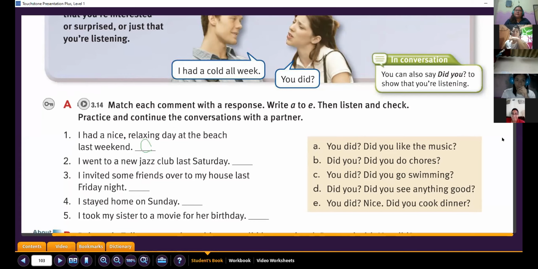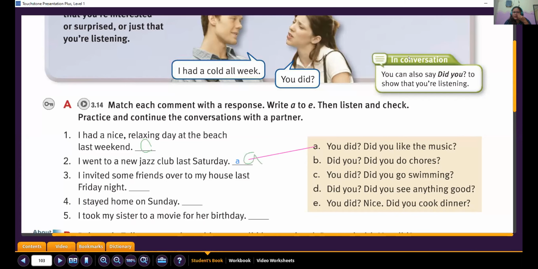What are the responses to this? We have a letter C here, very good. Help me to complete this exercise. You can use your pencil. You did. I went to a new jazz club. Did you like the music? Let's see. Option two. Where? I went to a new jazz club last day. Option A. A, very good. You did. Did you like the music? Okay.